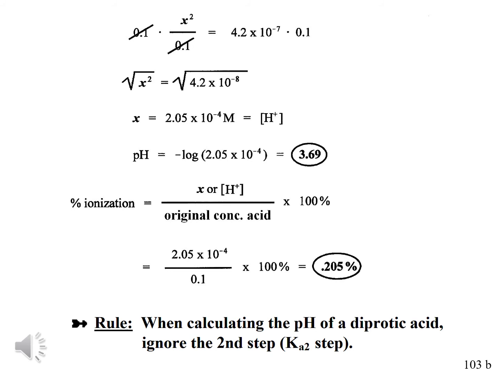So when you're presented with a problem where you have to calculate the pH of a diprotic acid, all you have to know is that you only use step 1 and you ignore the second step. Otherwise, it's the same as any other weak acid problem.